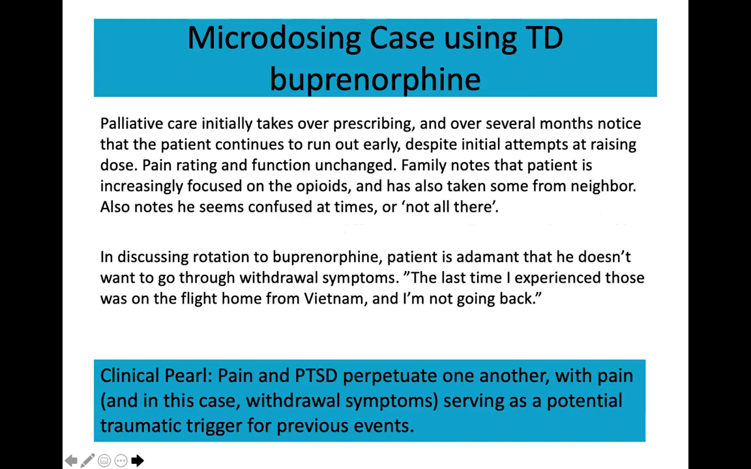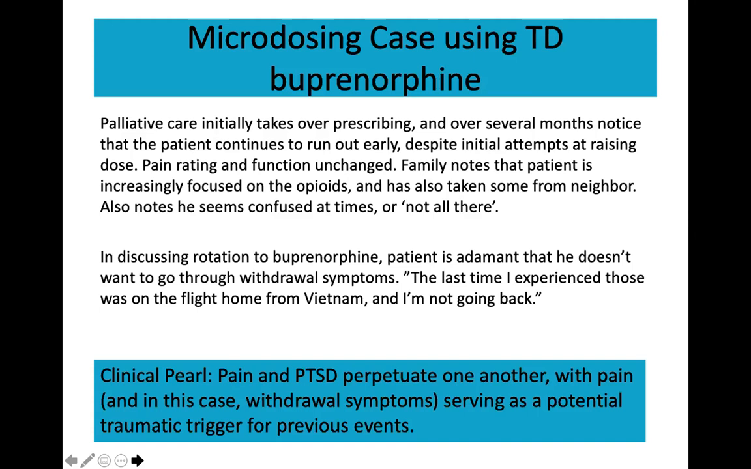So I wound up taking over prescribing of this person's opioids, and initially thought, well, maybe this is just poorly controlled pain. So I put them on what I thought was a more appropriate, more stable regimen. We did have several instances where the person requested an early refill. Their pain rating, despite changes in doses, did not change, and their function was unchanged.